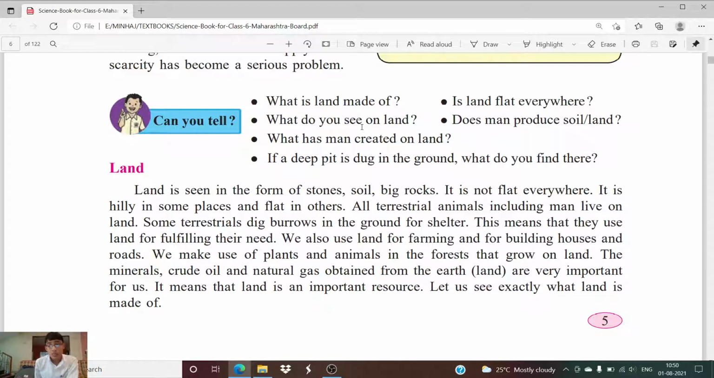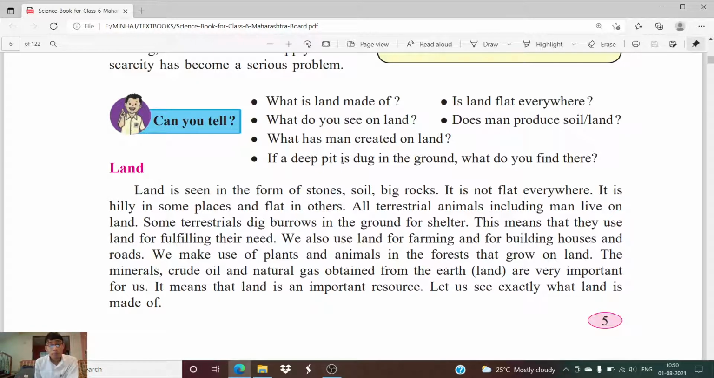Then what have we created on land? We have created buildings, factories, houses, playgrounds. So we have created a lot of things on land, and we perform agriculture on land.